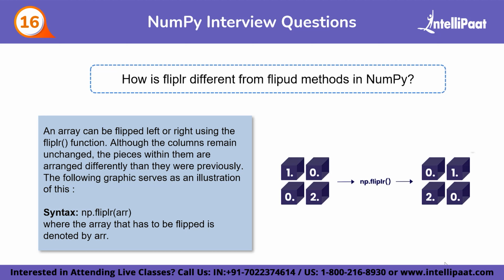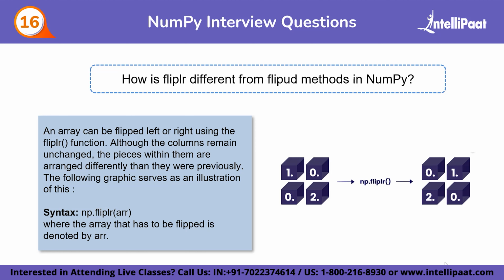An array can be flipped left or right using the fliplr function. Although the columns remain unchanged, the pieces within them are arranged differently than they were previously. The following graph serves as an illustration of this. First, as you can see, 1, 0 is the first column, and then we have 0, 1, 2, 0. After applying the fliplr method, the syntax is np.fliplr(arr), where the array that has to be flipped is denoted by arr.